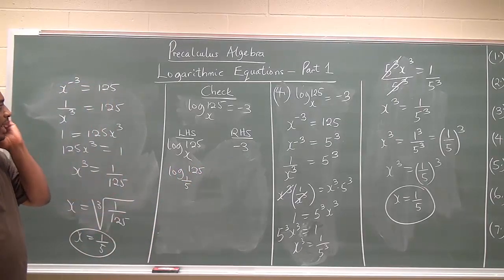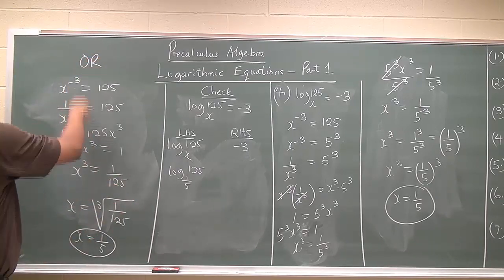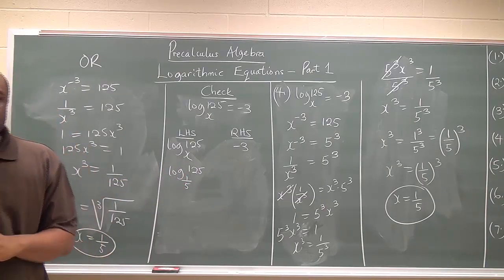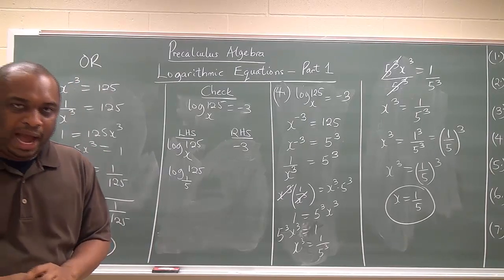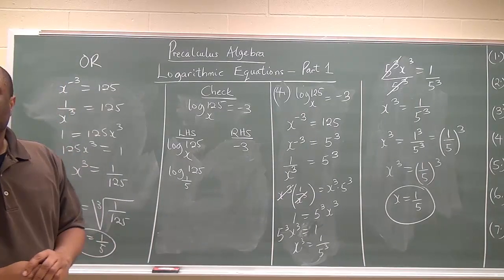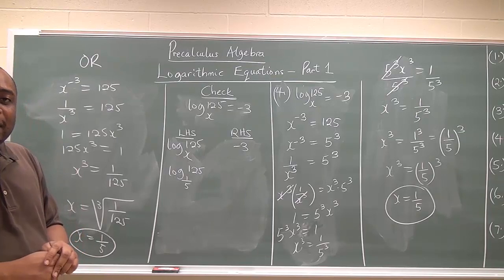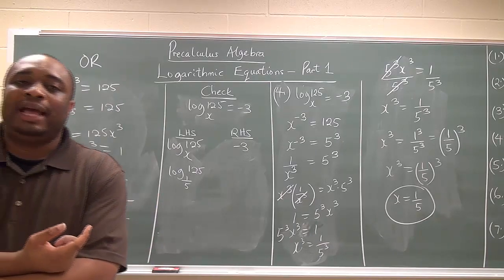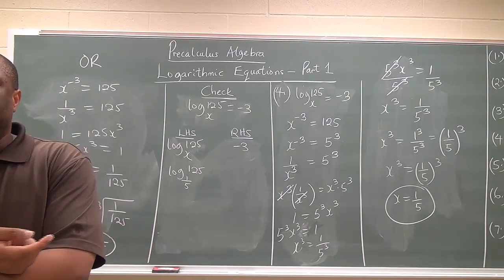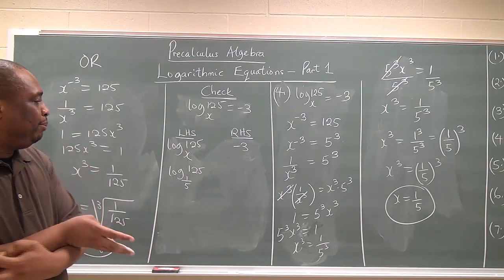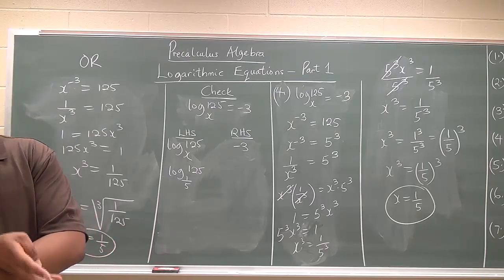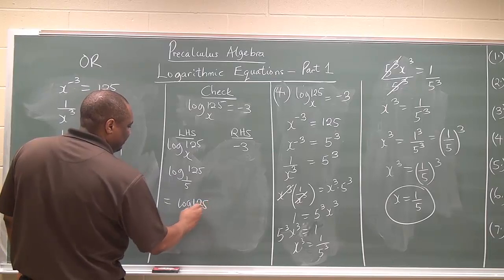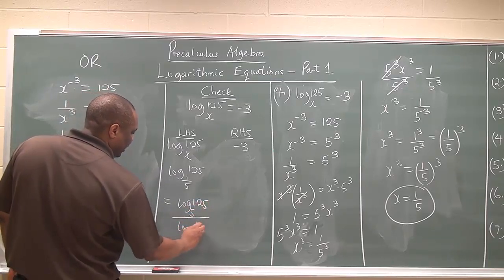So how are we going to do this now? We have log 125 base 1 over 5. It's going to be difficult for us to do it directly. So what do we have to do? We put it on the same base. And the base that will be easier for us is base 5, because here you have 1 over 5. 1 over 5 means 5 exponent negative 1. Then 125 is 5 exponent 3. So we can put it to the same base, which is base 5, using the laws of logarithm. And if we do that, this means log 125 base 5 over log 1 over 5 base 5.